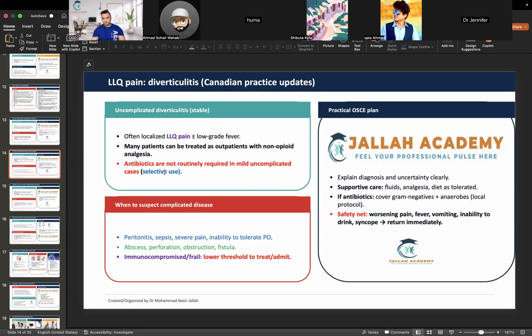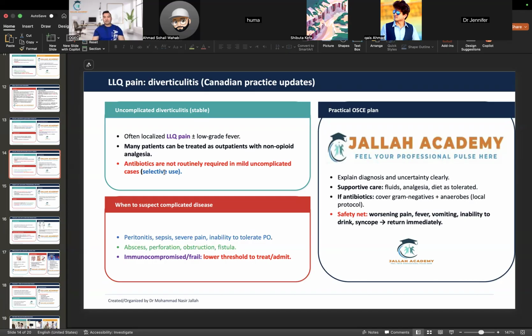Practical OSCE plan. Explain diagnosis and uncertainty clearly. Supportive care. So if I have acute diverticulitis, explain why you go with this. Let's say they give you a scenario behind the door in the file holder: an elderly patient with low-grade fever and left lower quadrant pain. You explain why you go with that, because this is a characteristic picture of a patient with diverticulitis.